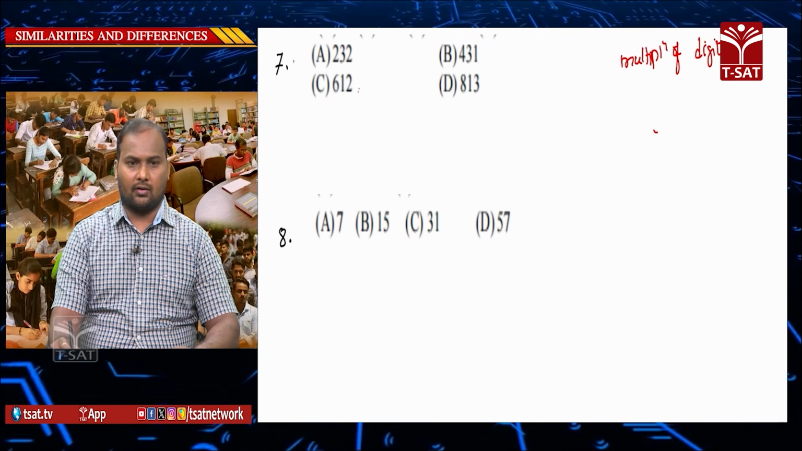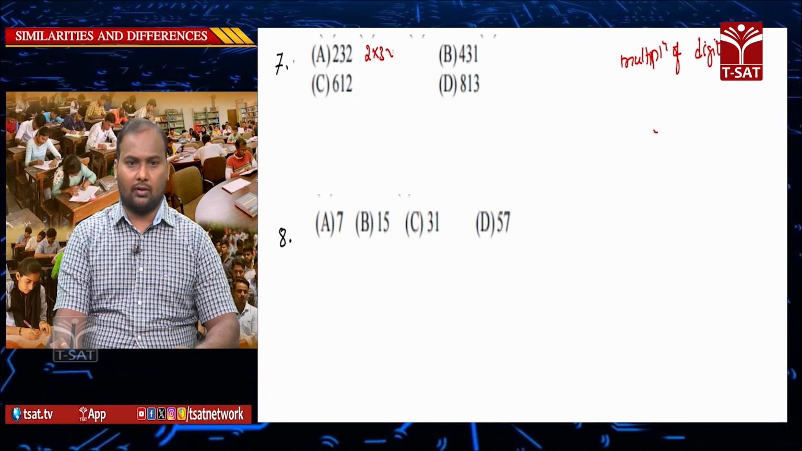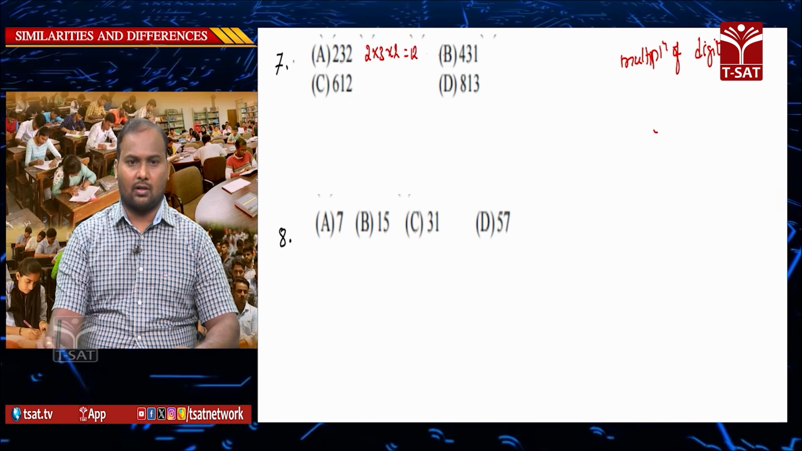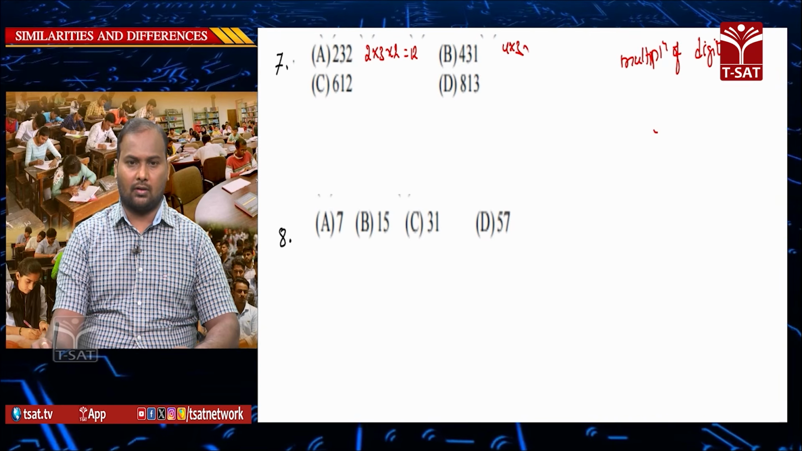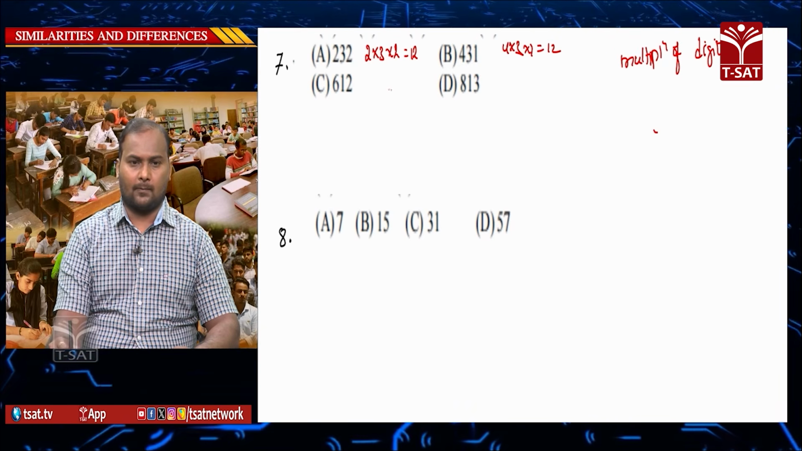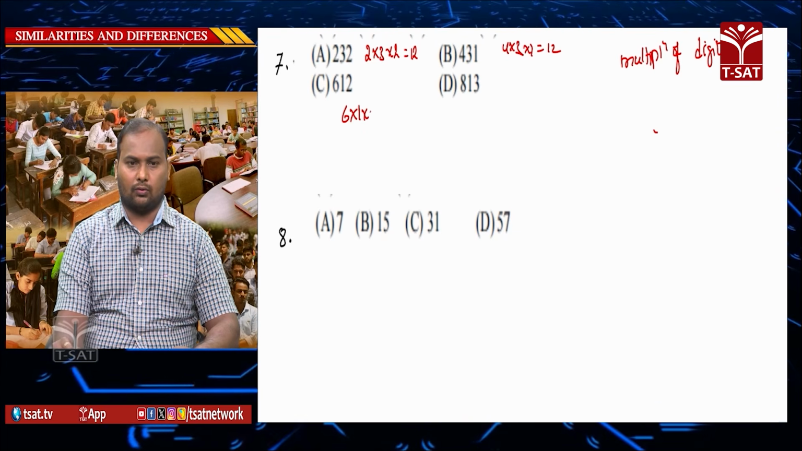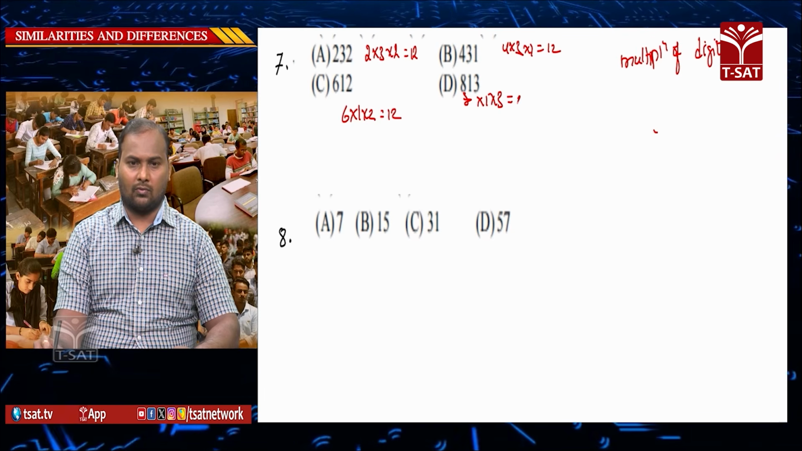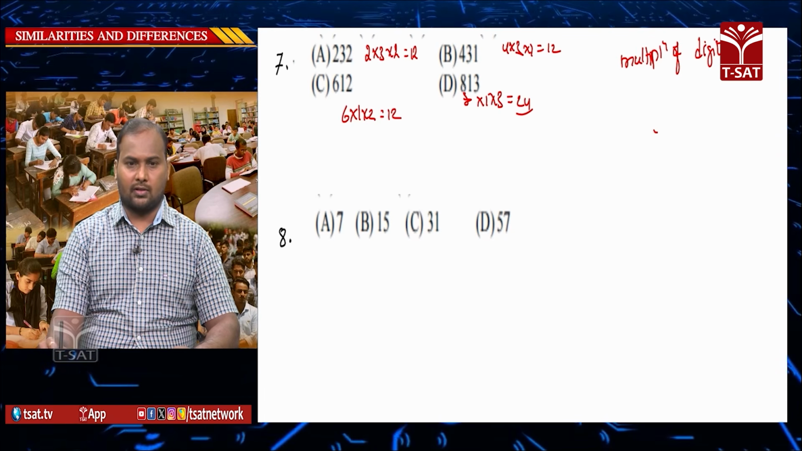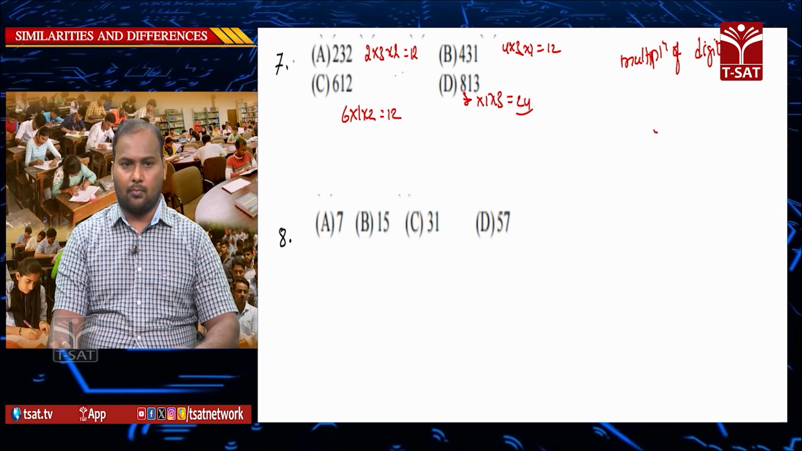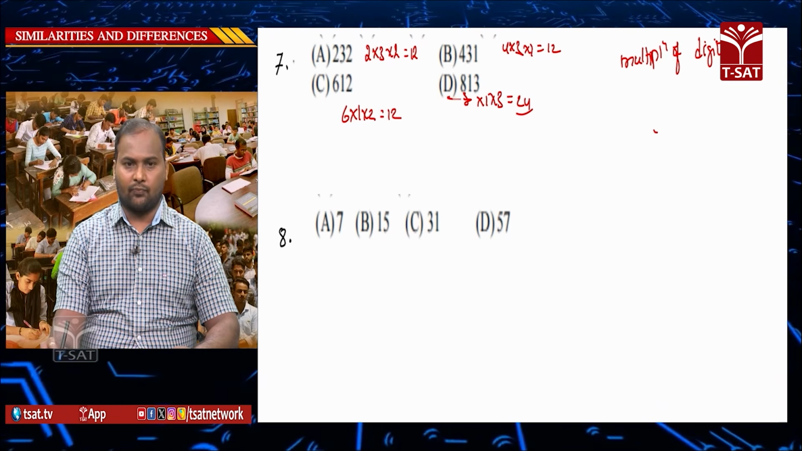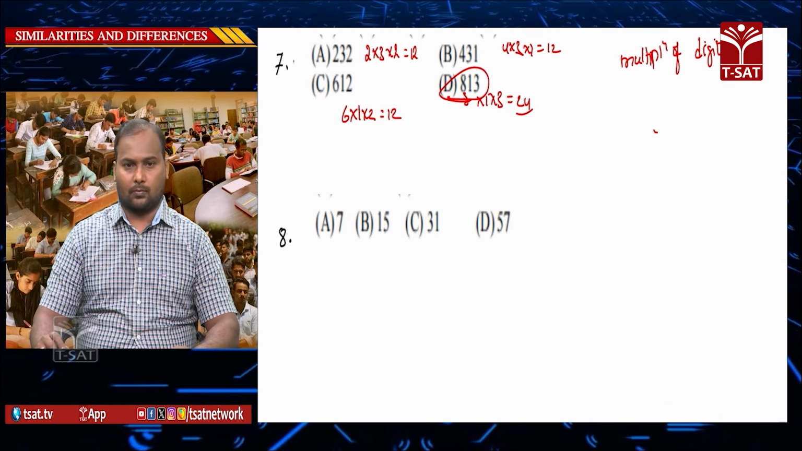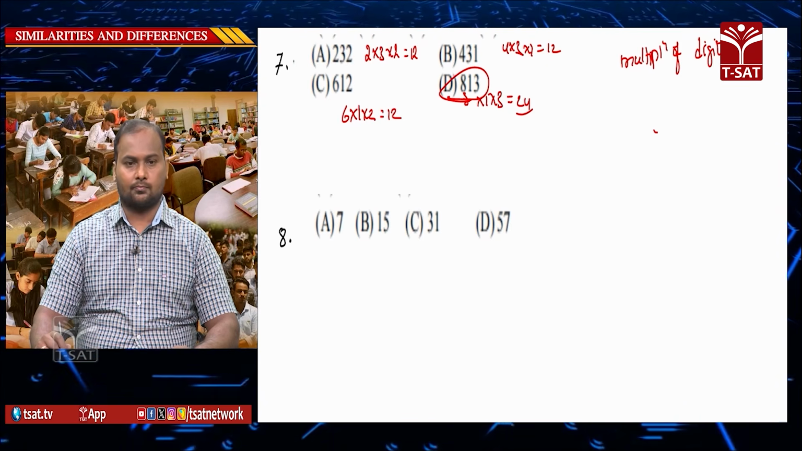So how is it multiplication of digits? For example, in option A, 2, 3, 2: you multiply 2 times 3 is 6, 6 times 2 is 12. In the same way, 4, 3, 1 is also 12. In the same way, 6 into 1 into 2 is also 12. Finally, 8 into 1 into 3 equals 24. So what is the common logic here? In A, B, C, the multiplication of digits is 12, whereas in option D, the multiplication of digits gives the answer 24. So the logic is multiplication of digits.